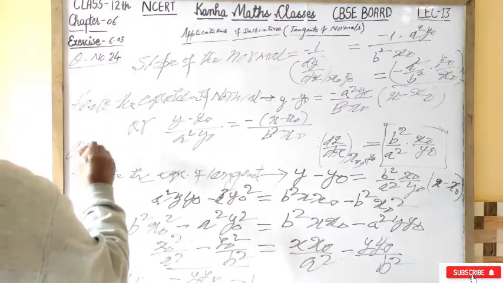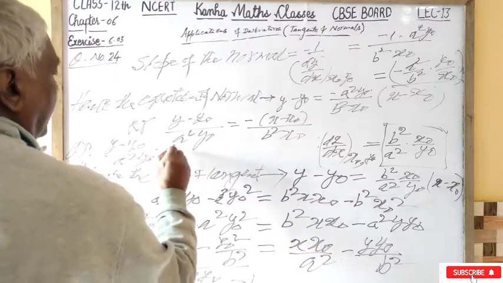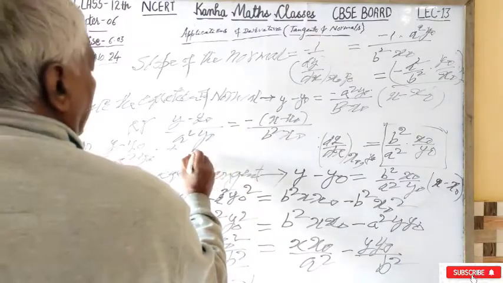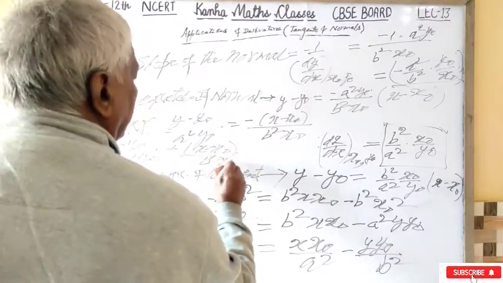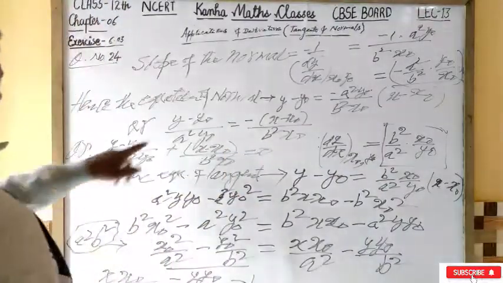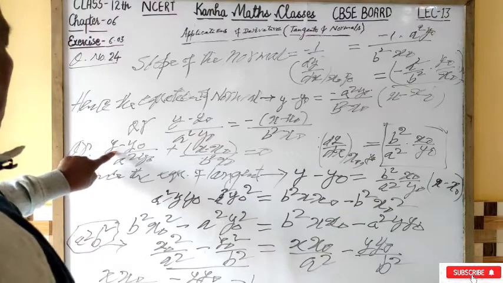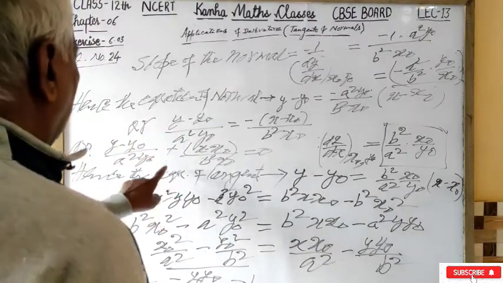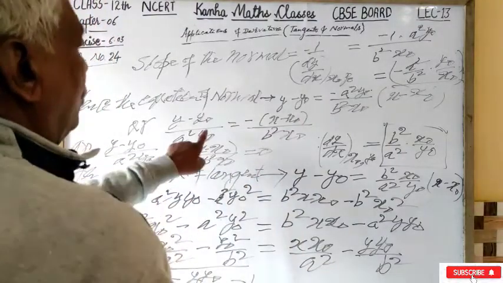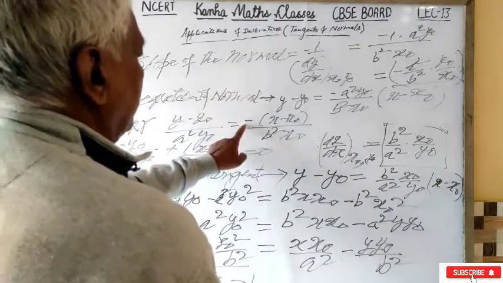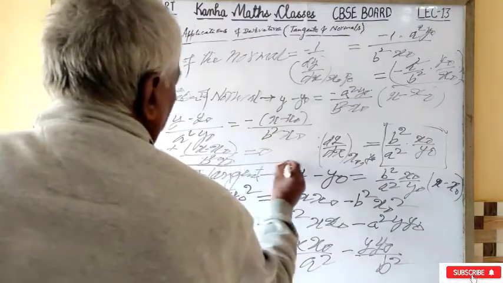or most clearly you may write this as y minus y0 upon a square y0, plus, by transferring the side, x minus x0 upon b square x0 is equal to 0. This will be the requisite equation of the normal.